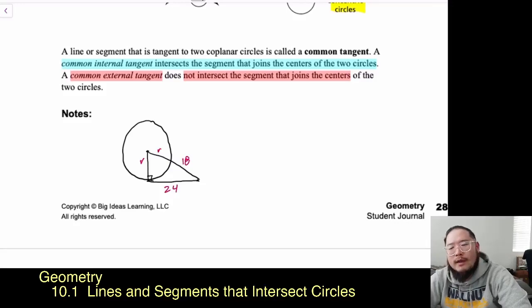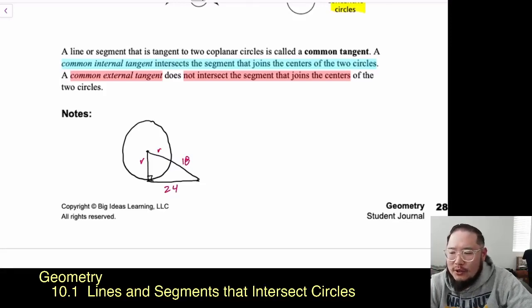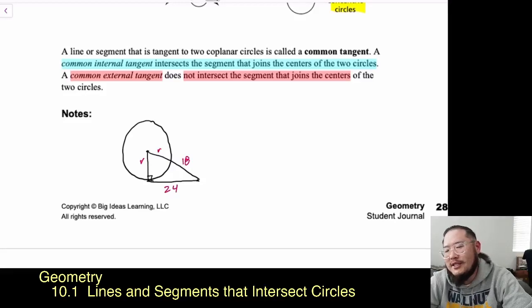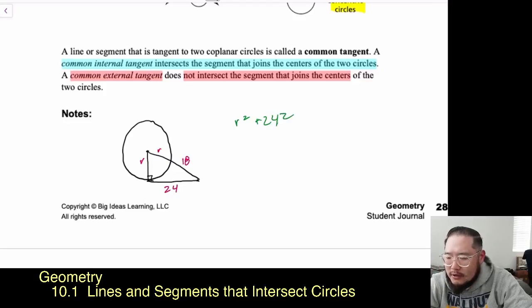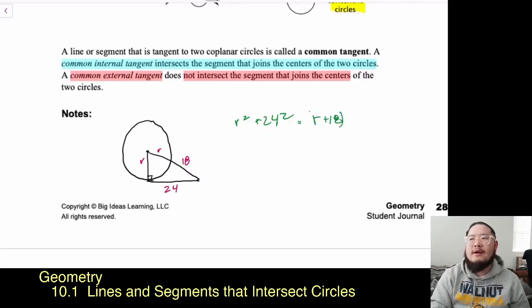How do I find the radius? Remember, what type of triangle do we have here? We've got ourselves a right triangle. So what you're going to have to do is use the Pythagorean Theorem again. But is it just that easy? This is why it's not that easy, because look, we'll set this up. We got r squared plus 24 squared, those are the two legs. And then we have the hypotenuse, and the hypotenuse is going to be r plus 18, and we have to square that. So that's what makes this the challenging part of this question.